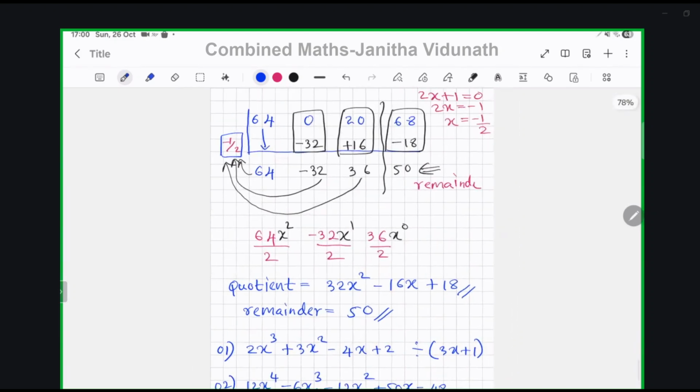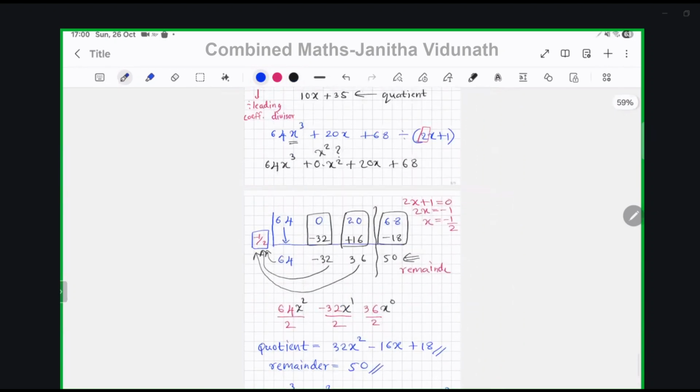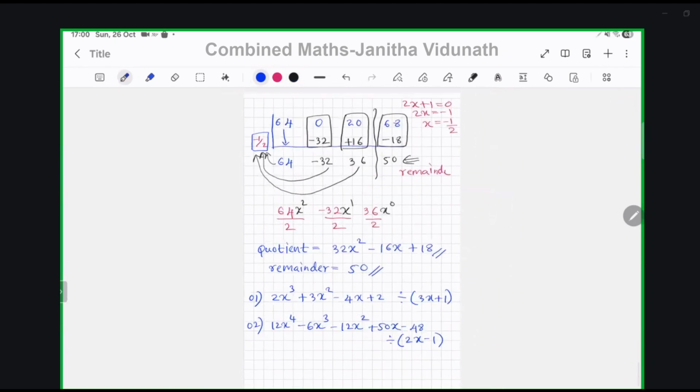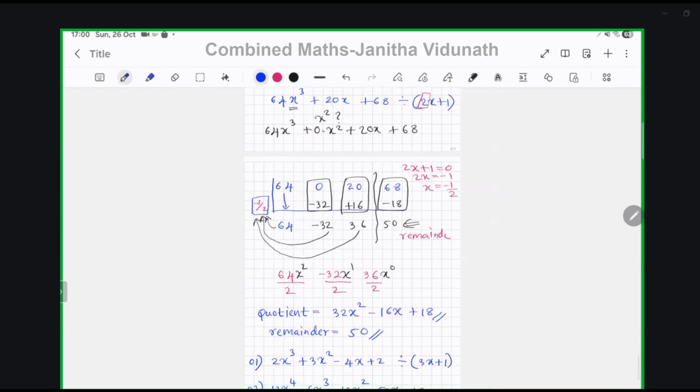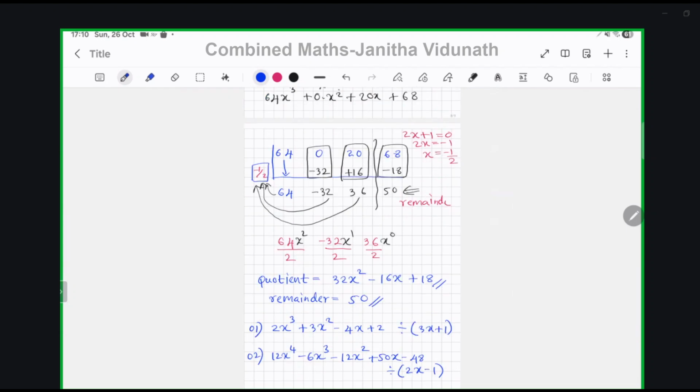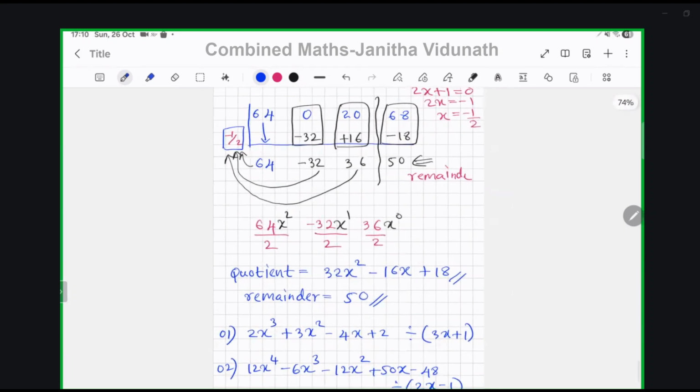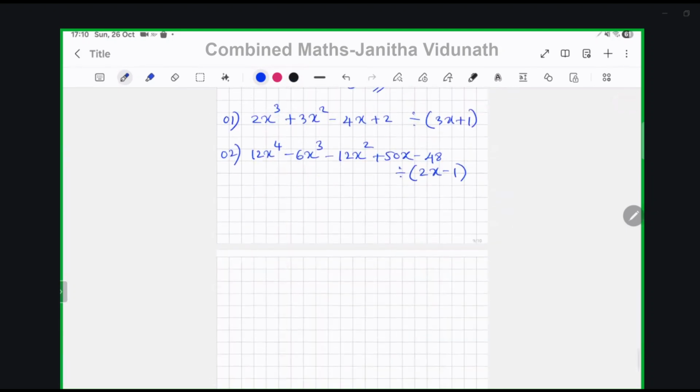Okay, first write down the example, and then write down the two questions and send me the answers to those two. Okay. Now I will explain the first one.